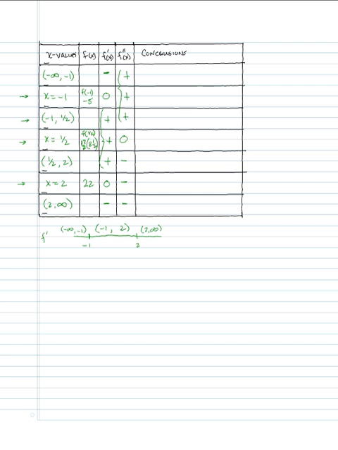Now, I go row by row and create my conclusions. So in the first row, I'm looking at a negative first derivative and a positive second derivative. Negative first derivative says decreasing. Positive second derivative says concave up.